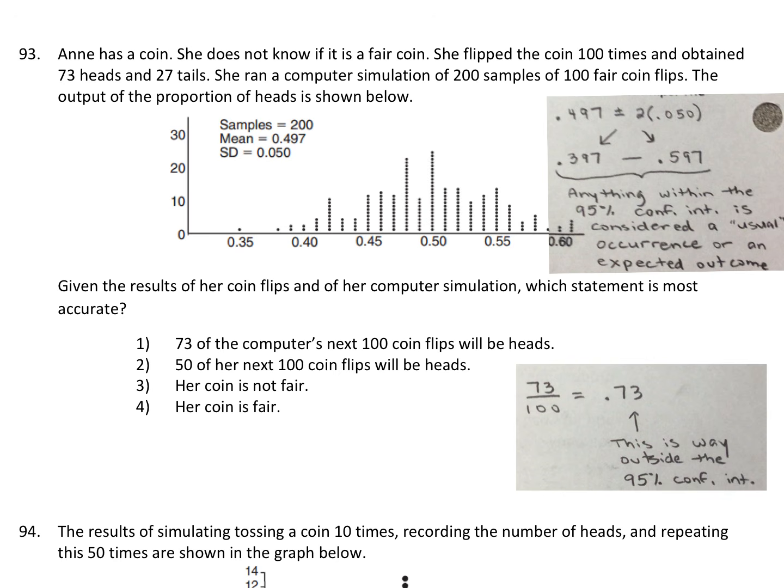Honestly, when you look through these answer choices, choice 3, the one that says her coin is not fair, is the best answer there, but they really should have worded it, her coin is most likely not fair. Could this happen? Anything could happen. So you can't say her coin is not fair, but they should have worded this, her coin is most likely not fair. But anyway, that's the best answer choice there, so choice 3 is what we're going with.